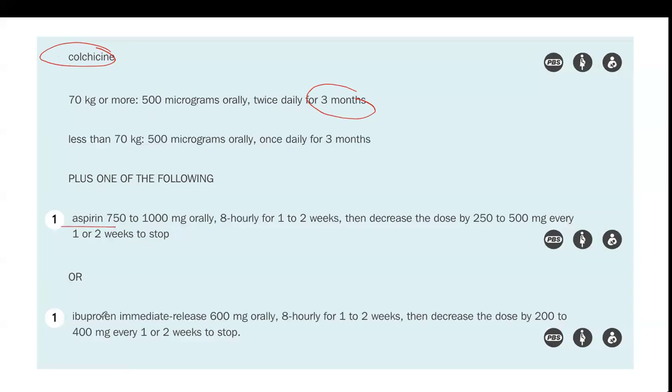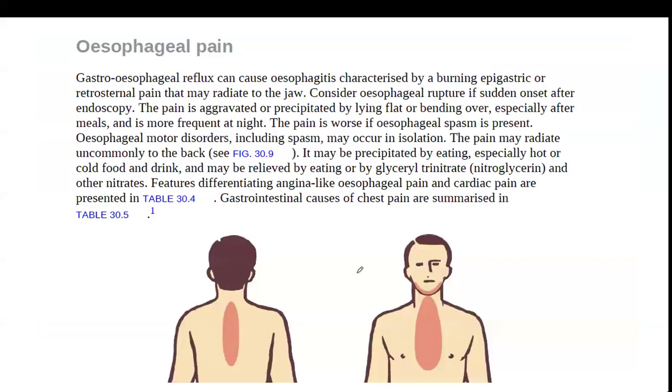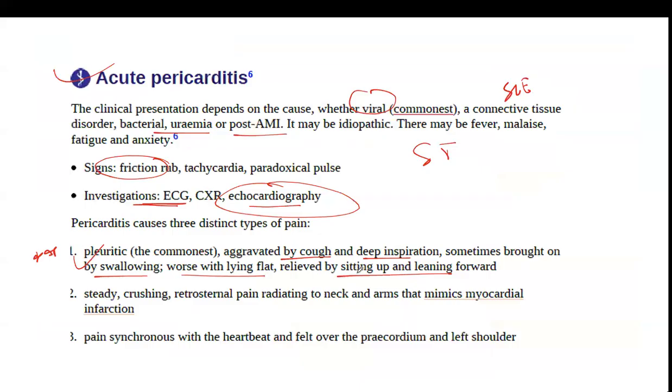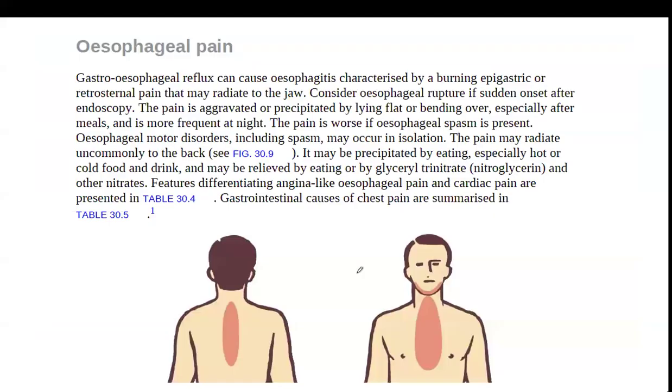Plus, you can add aspirin or ibuprofen. Okay? Now, this comes in exam. So very important to know what the treatment of pericarditis is. So colchicine is the main treatment plus an NSAID. Okay?